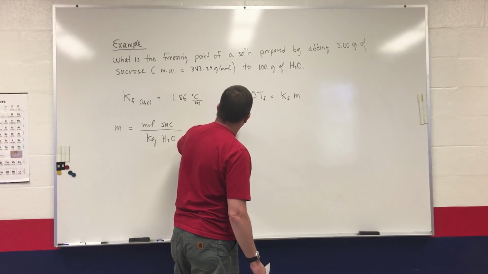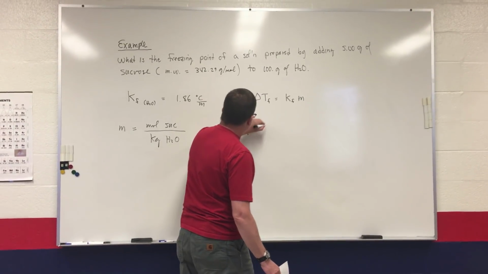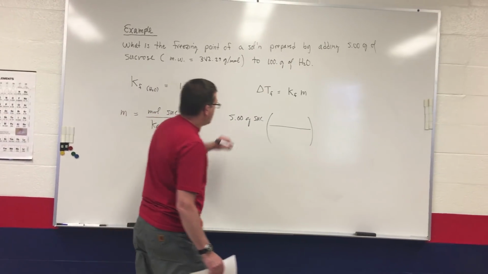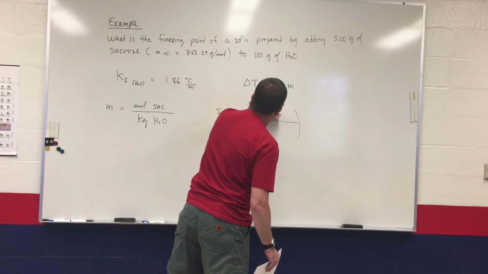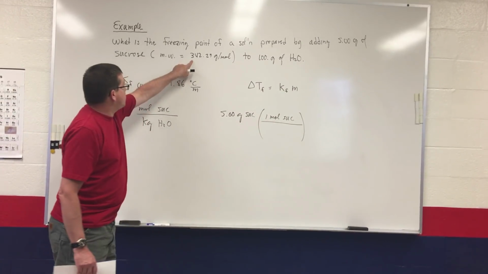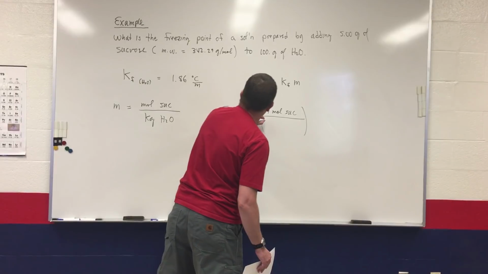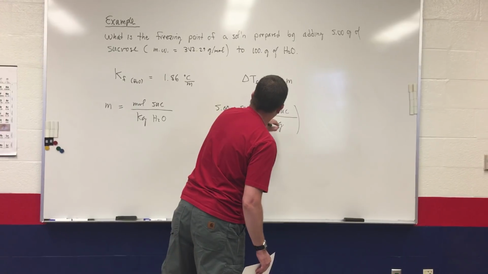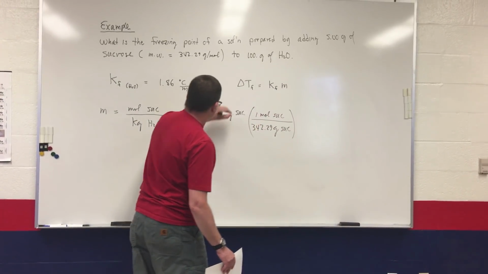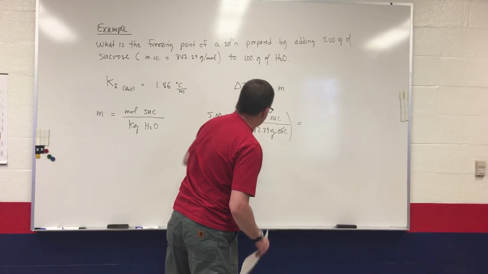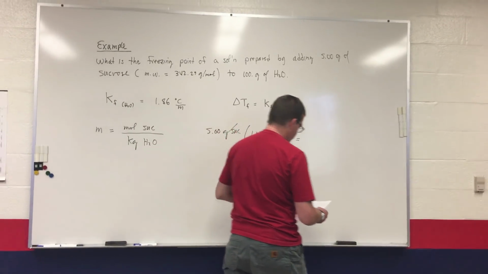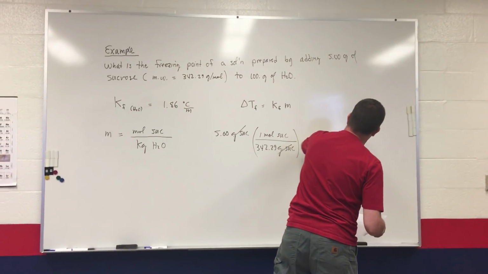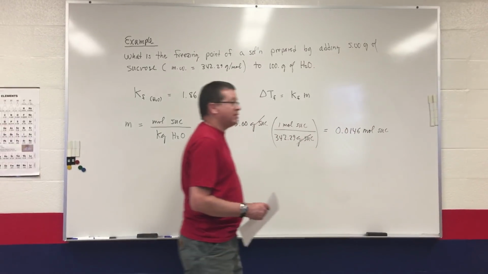I've got 5.00 grams of sucrose, and I want to convert that to moles to get a molality. So I know that 1 mole of sucrose has a mass of 342.29 grams. All right, so grams of sucrose will cancel with grams of sucrose, and I'm going to end up with a value of 0.0146 moles of sucrose. Again, that's going to be good to 3 sig figs.